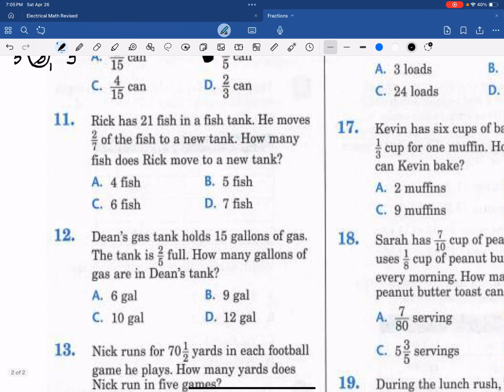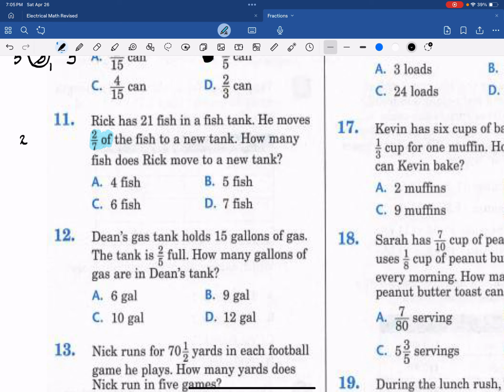Rick has 21 fish in a tank. He moves 2/7 of the fish. There's a fraction stuck to the word "of." That's multiplying. He moves 2/7 of the fish to a new tank. How many fish does Rick move to the new tank?